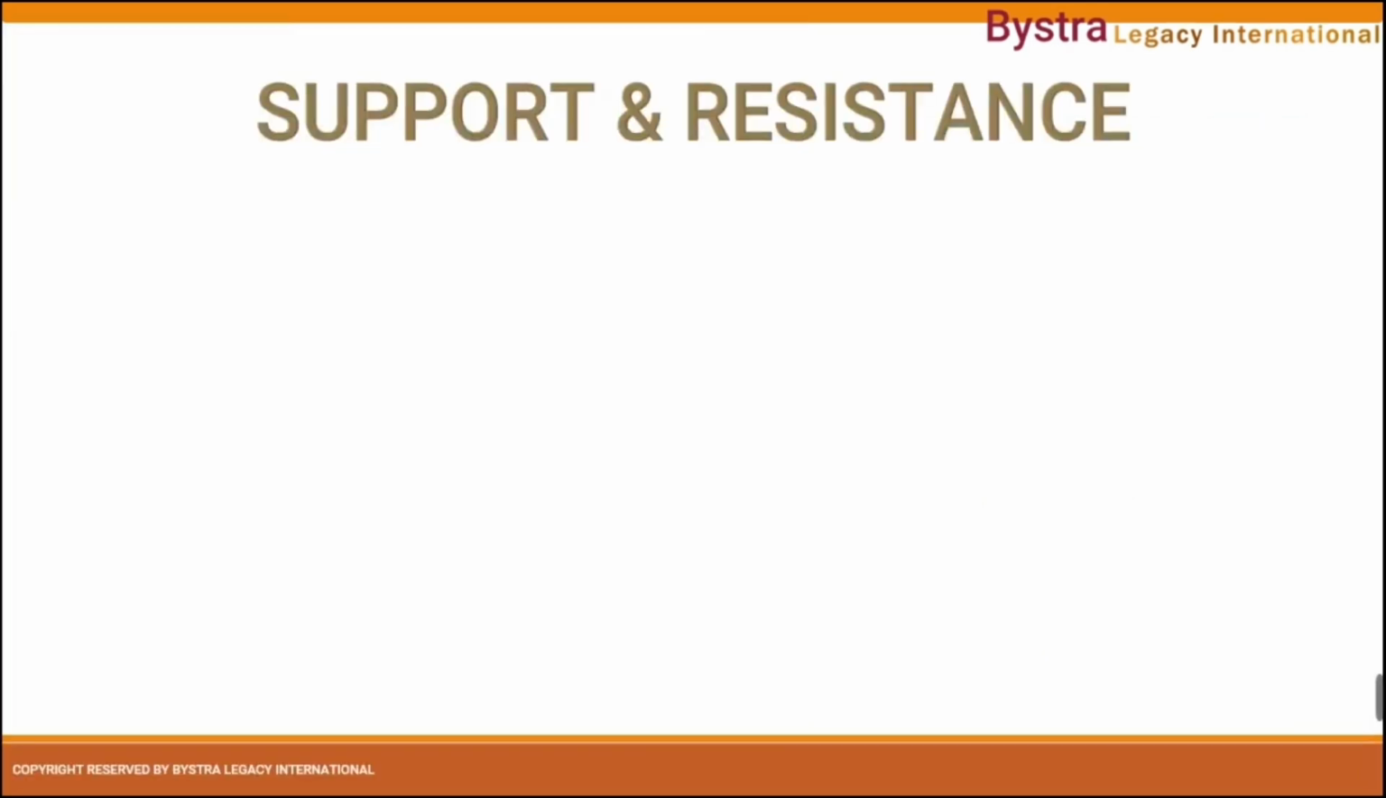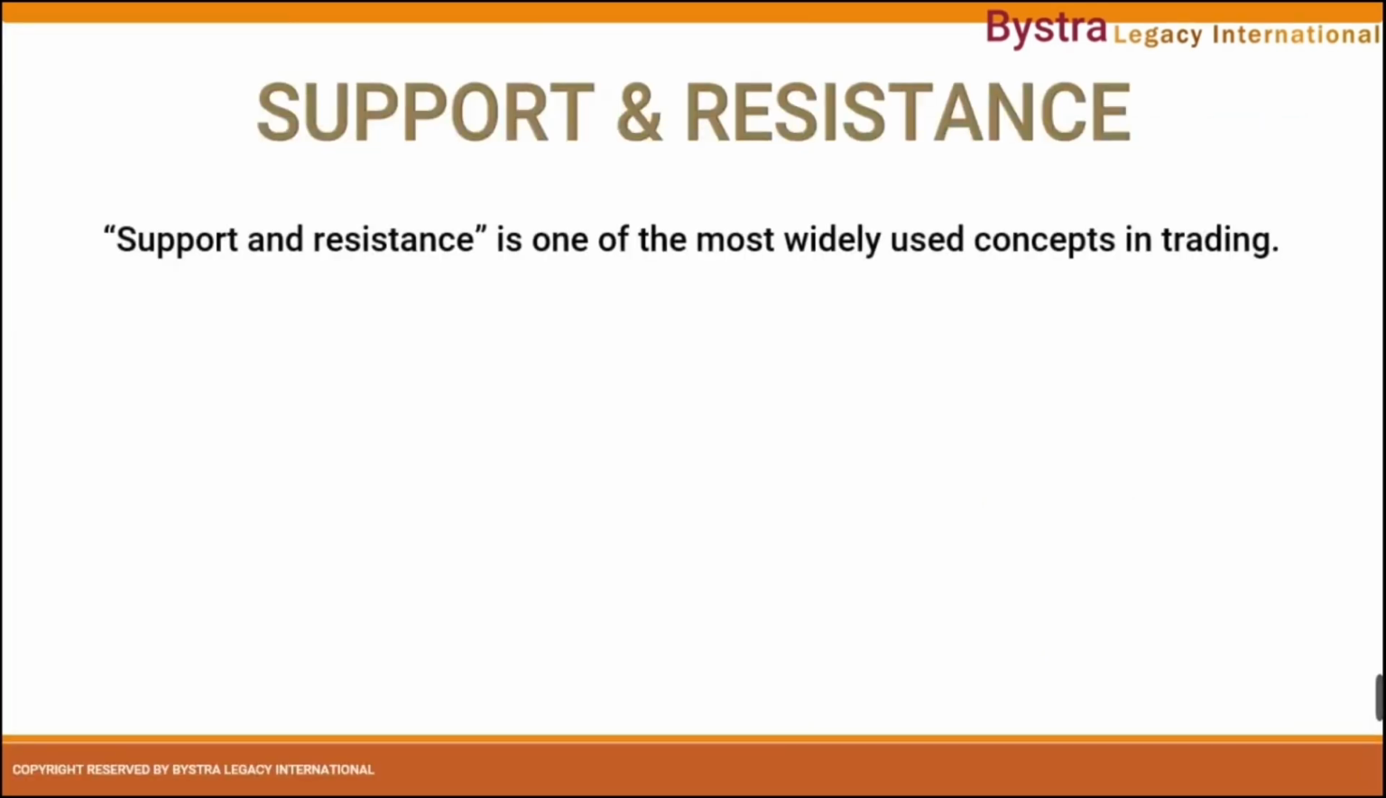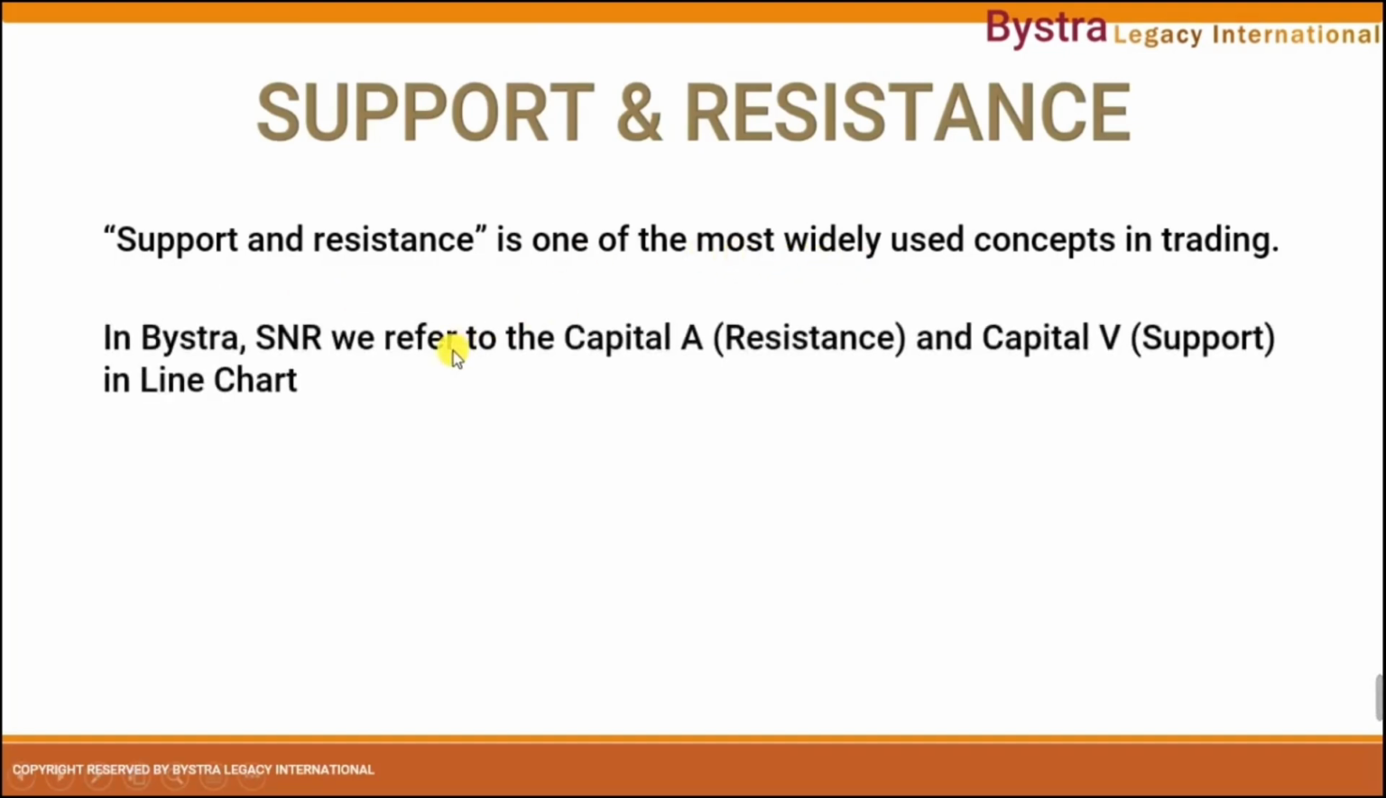Support and resistance is one of the most widely used concepts in trading. In Bystra, we refer to the SNR as capital A, which stands for resistance, or capital V for support. Now what does it mean? If you see a resistance with a sharp A shape, then we call it a good resistance. And if we see a strong V at the edge, then it is a very good support.